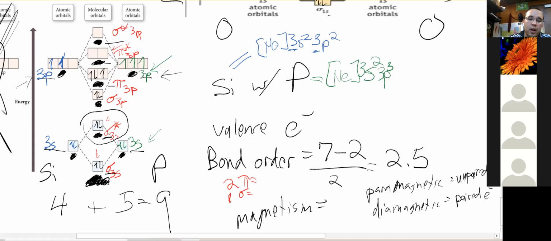So if we look at this molecular orbital for Si with P, would you say that bond is paramagnetic or diamagnetic? Para, because it's got one unpaired electron there. In the 3p? In the pi 3p bonding orbital.